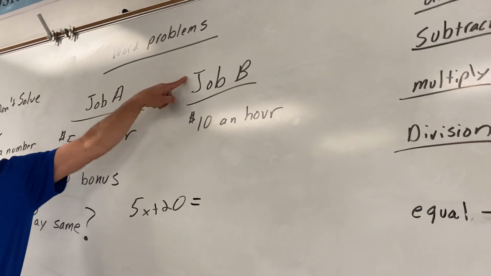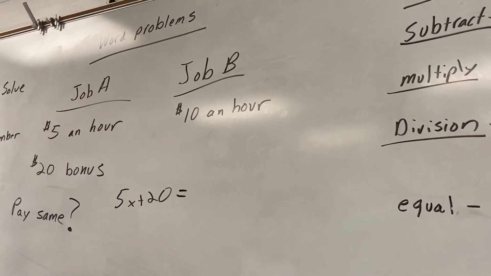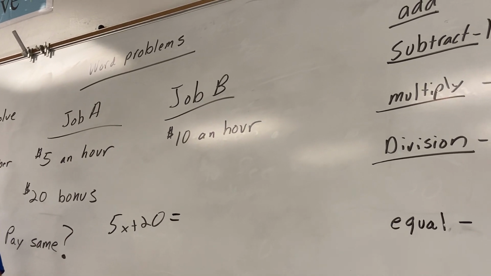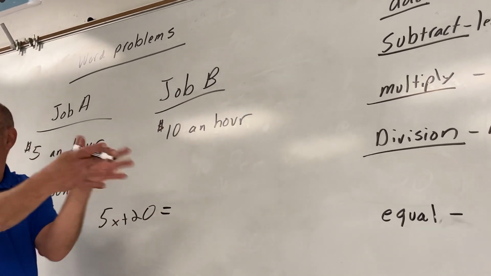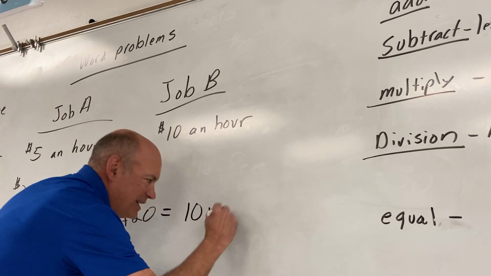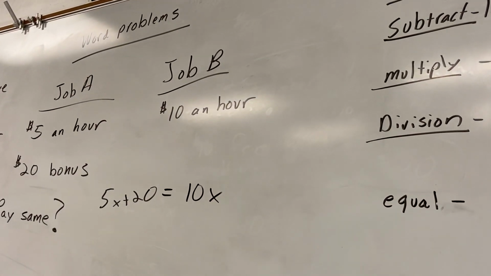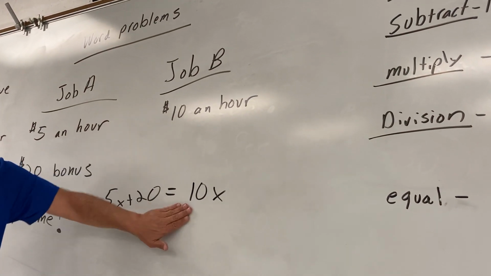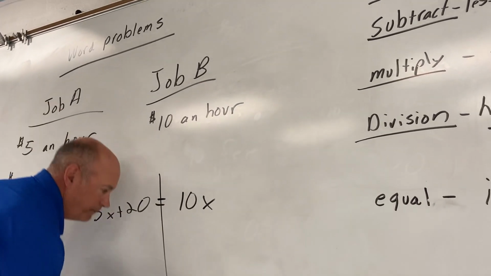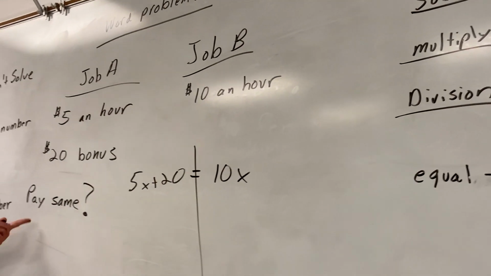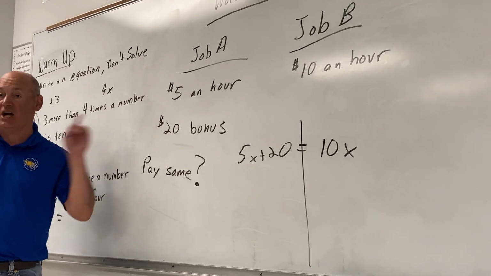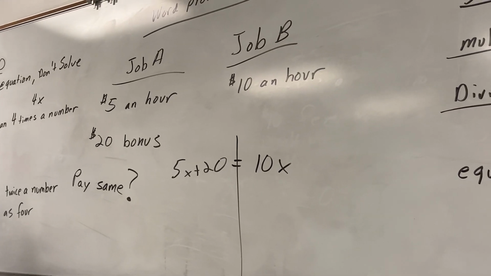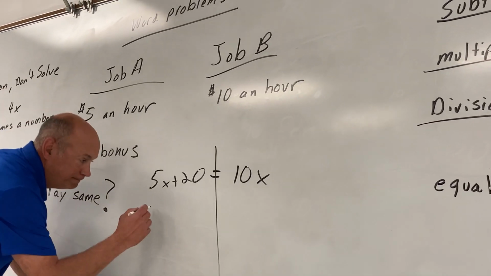Who can write me an equation for job B? Okay, 10x. There's no bonus, so we're not going to add anything to that one, are we? It's just going to be 10 times x. I agree. There is a good equation for this problem. 5x plus 20. That one's just going to be $10 an hour, 10x. Let's solve it. Because we need to find out how long it's going to take us to make the same money at both jobs. Santi, which x is smaller? 5. All right, how can we move it?